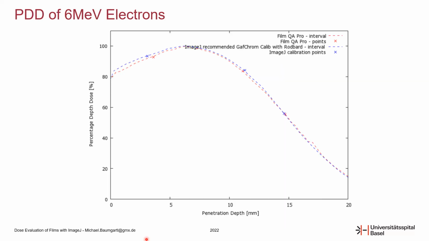Once you've completed the previous steps, you can start with the evaluation. On this slide, you see a comparison between the commercial software called FilmQA and the ImageJ approach. It's a PDD of 6 MeV electrons, and one could say that the results are quite comparable. And to conclude, I would say that this approach is a very decent independent method to double check your current approach, your current software. Thank you very much.